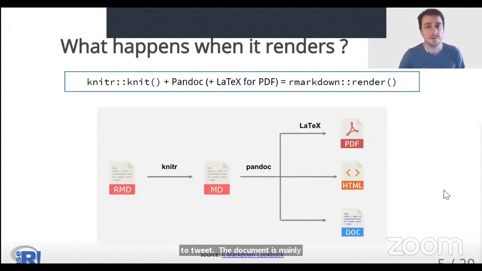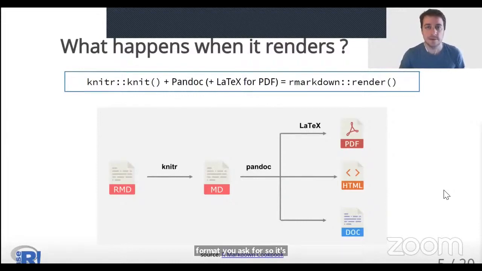First, you will write an RMD file that will be converted to a more classical .md file. So it's a Markdown file. This is done by knitr. The second step will be this Markdown as the input of Pandoc. Pandoc is a universal converter. Pandoc is in charge of converting your Markdown file to any output format you ask for. So usually it's HTML, docx, PDF, or even PowerPoint presentation.